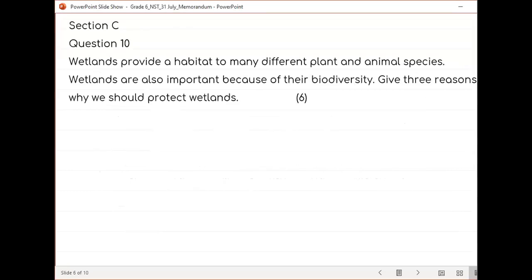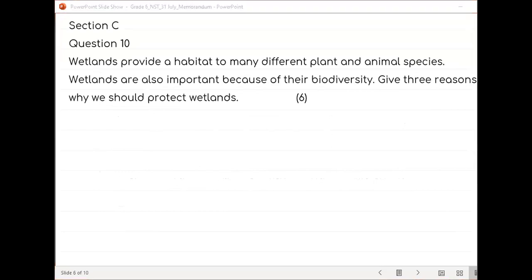Last question before we go to KaHoot. Wetlands provide a habitat to many different plants and animal species. Wetlands are also important because of their diversity, right? Give 3 reasons why we should protect wetlands. 3 reasons why we should protect wetlands.